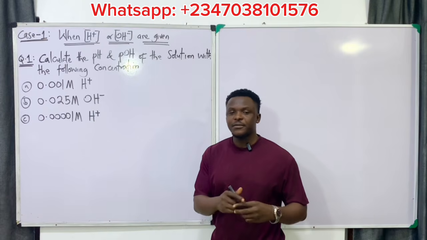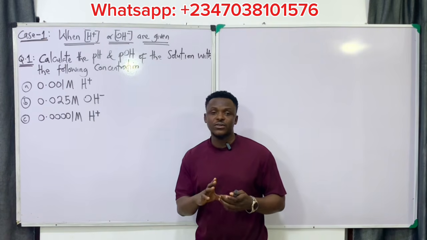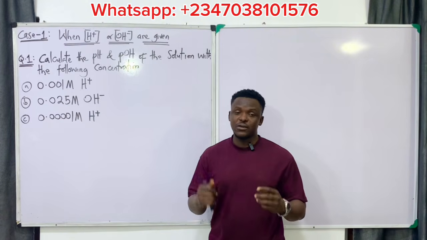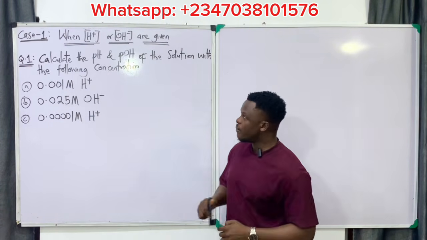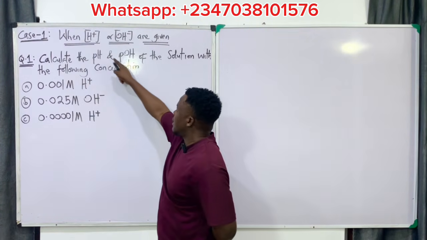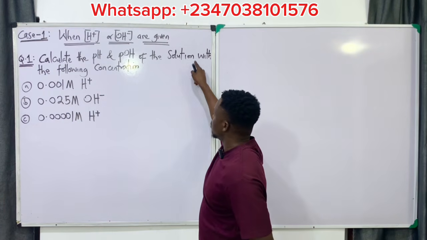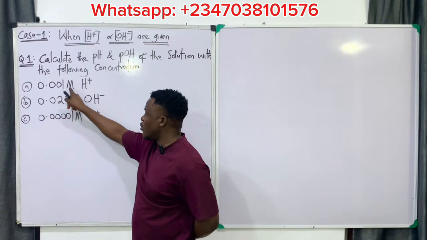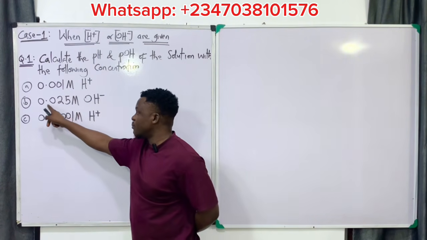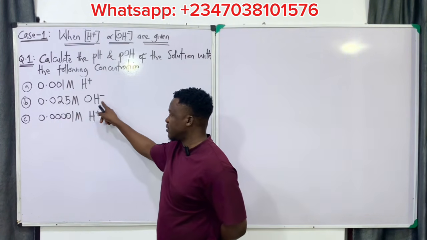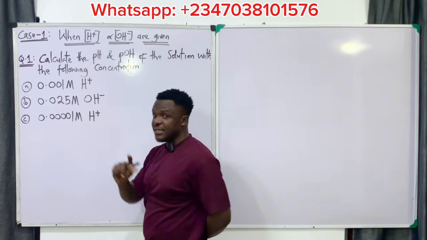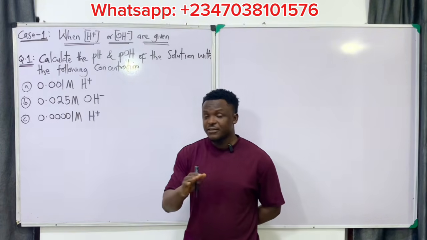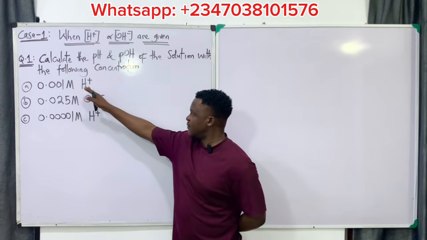The first one, I said, is when the H plus and OH minus concentrations are given to us, and the next one is when we are asked to solve for that of an acid. Now the first question says: calculate the pH and pOH of the solution with the following concentrations. The first one is 0.001 molar H plus, the next one is 0.025 molar OH minus. If you noticed in this question, they did not give us an acid, neither did they give us a base. They only gave us the values of H plus.